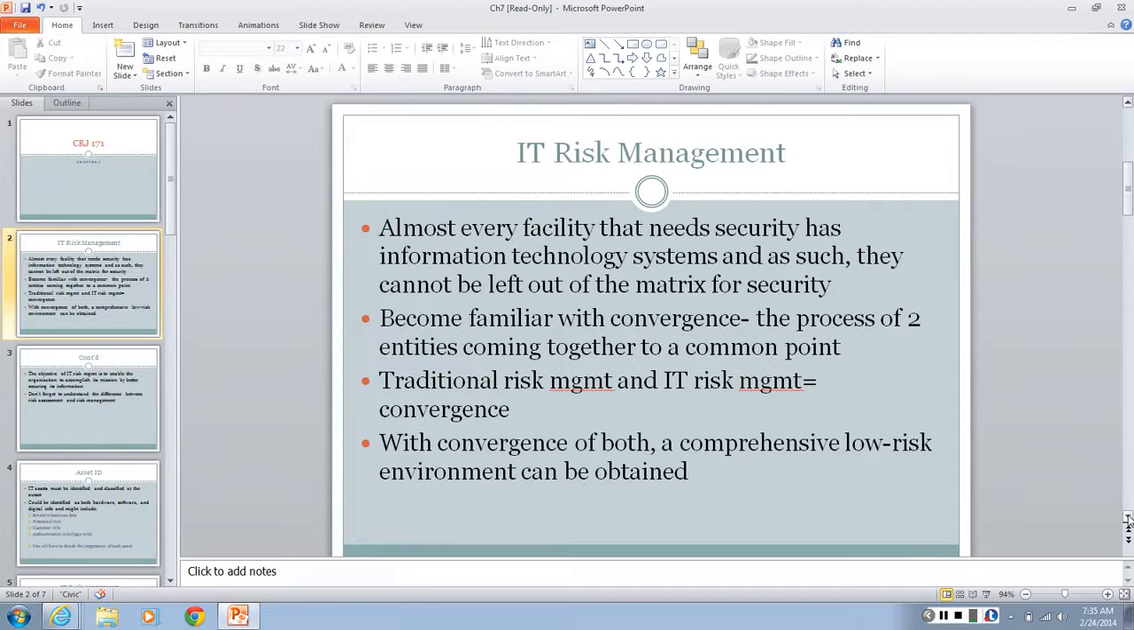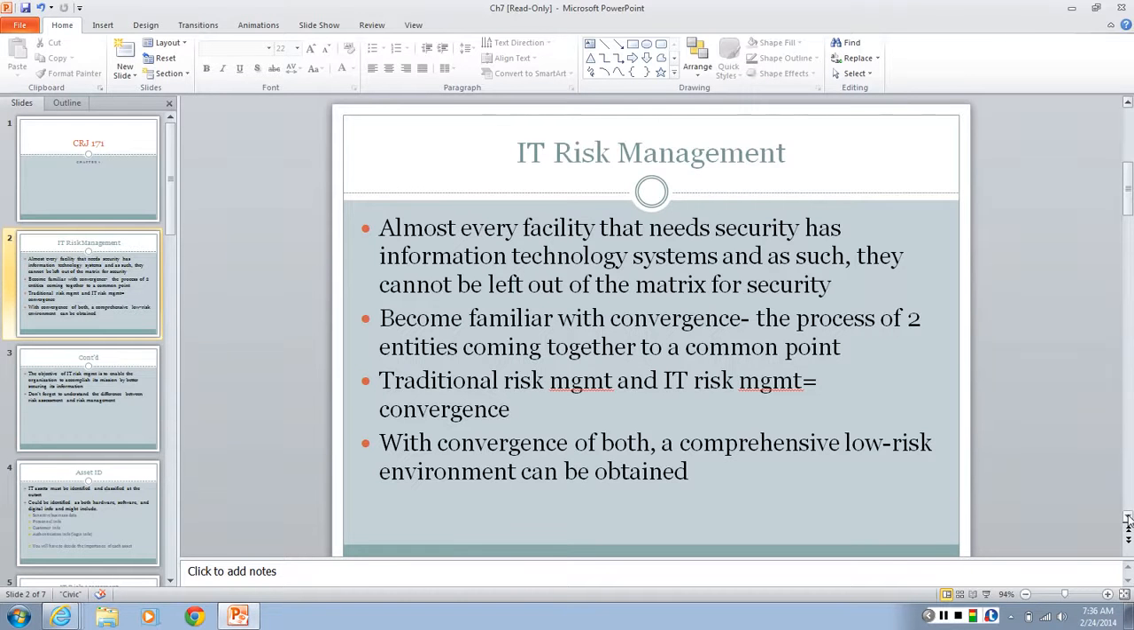Well, what we really have to do with security risk management using this process of convergence is when we have traditional risk management and information security or information technology risk management coming together. That's where we're going to be talking about convergence in the context of this particular chapter. With convergence, a comprehensive low-risk environment can be obtained. Now notice that I did not say no-risk environment. There is always some risk involved. You cannot eliminate all risk.